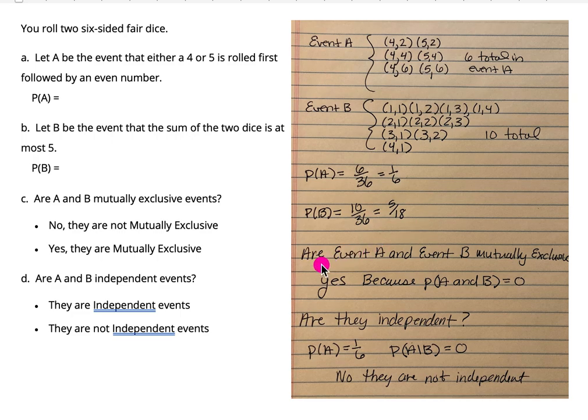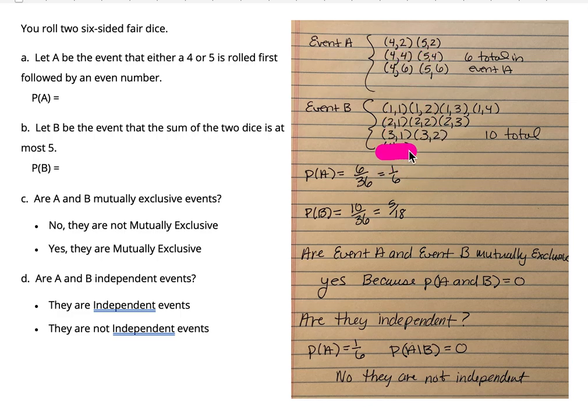Now, the next question asks: are the events A and B mutually exclusive? Mutually exclusive means that there is no overlap. They can't happen at the same time. So when you look at event A and event B, I don't see any outcomes that are the same. None of my outcomes are the same.